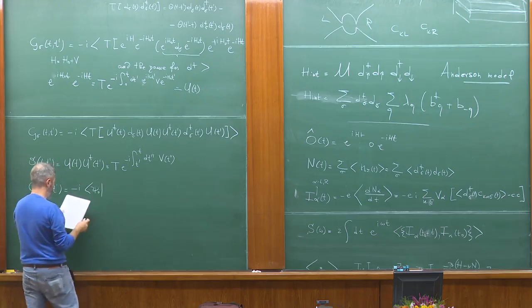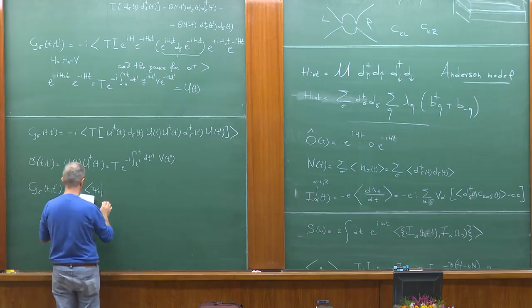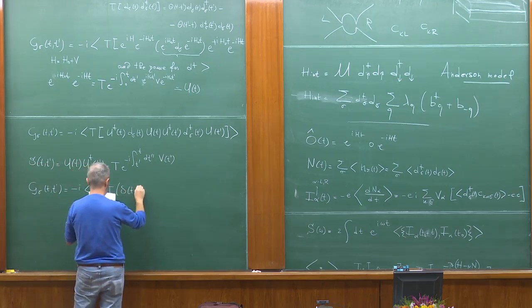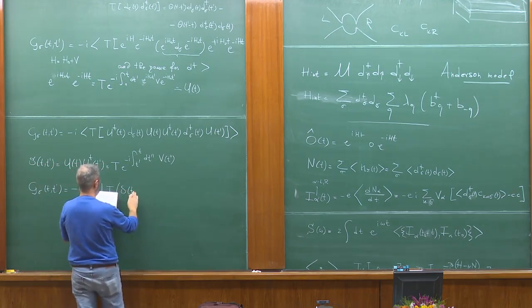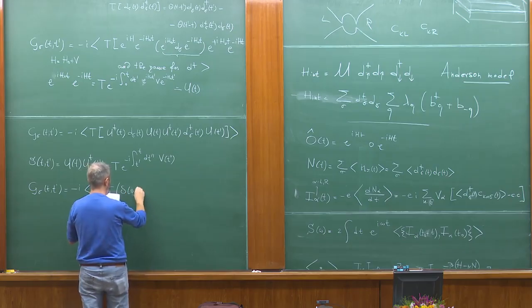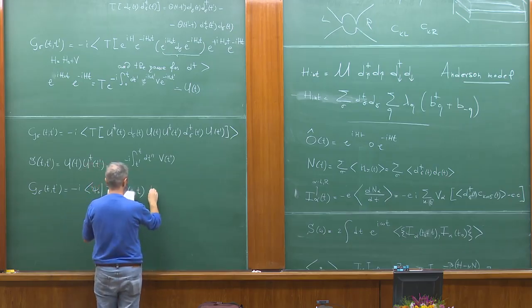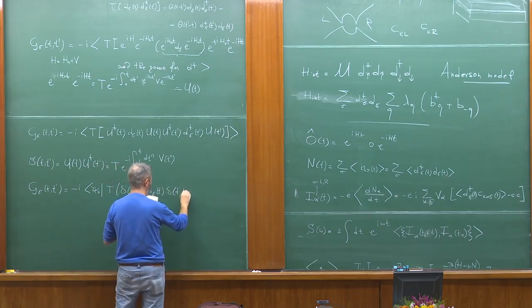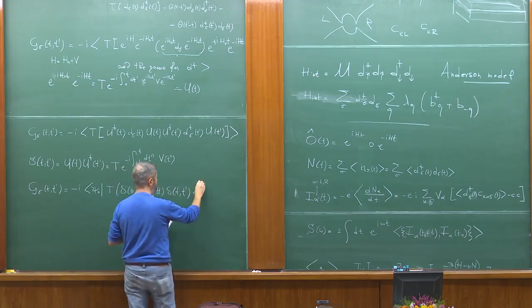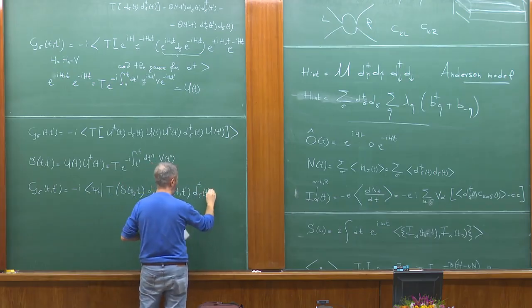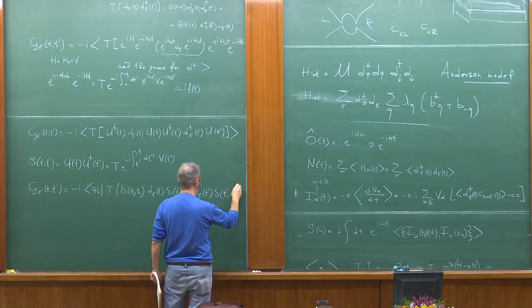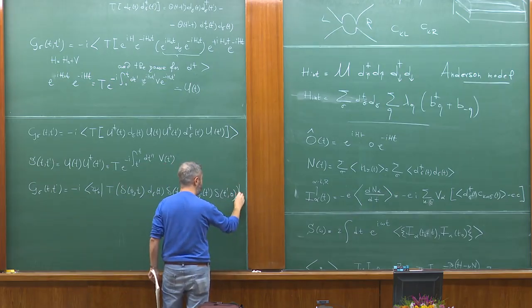So first of all, we are doing zero temperature perturbation theory. So here we have the ground state, and then T, S(t, 0), d sigma t, S(t, t prime), d dagger sigma t prime, and then S(t prime, 0), psi naught.